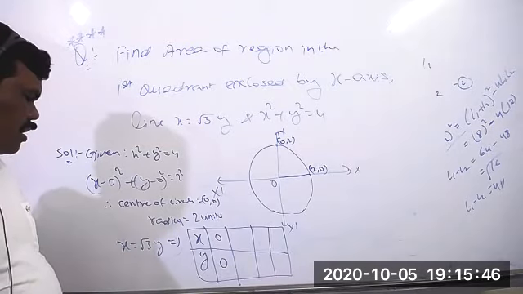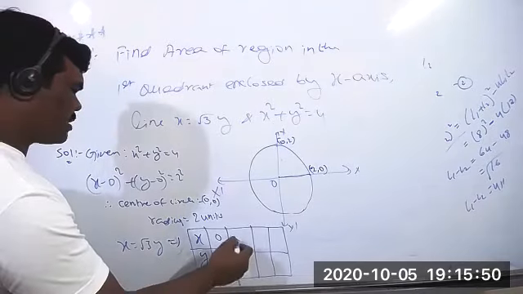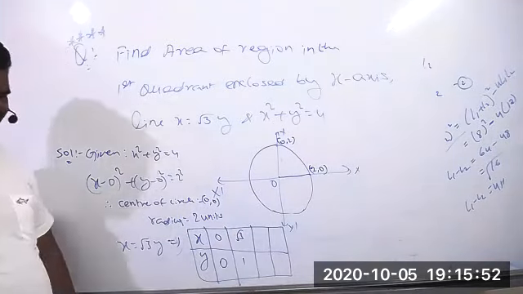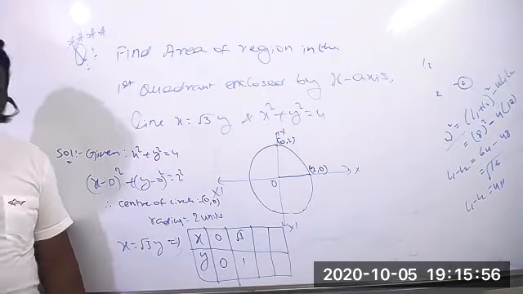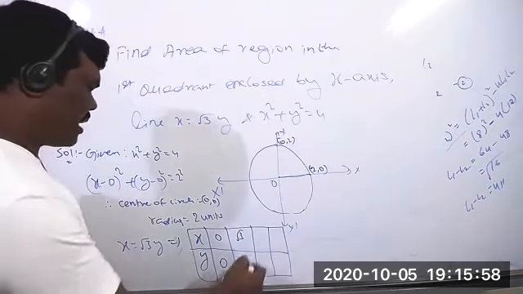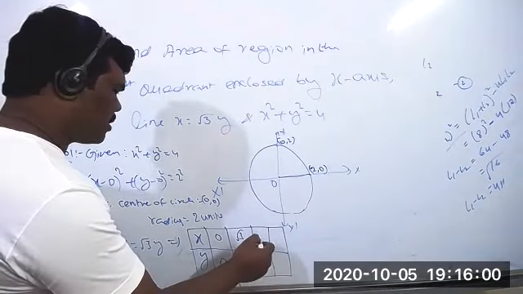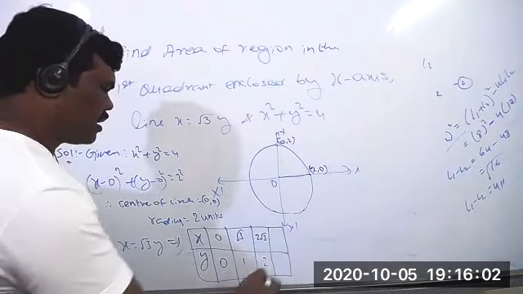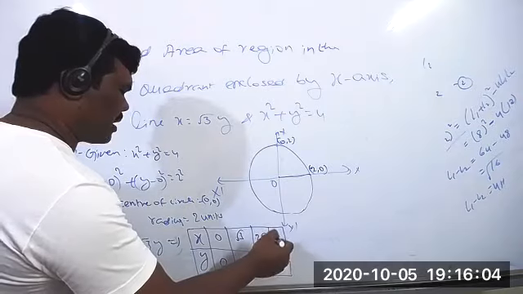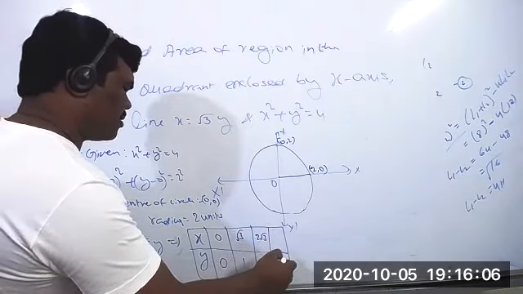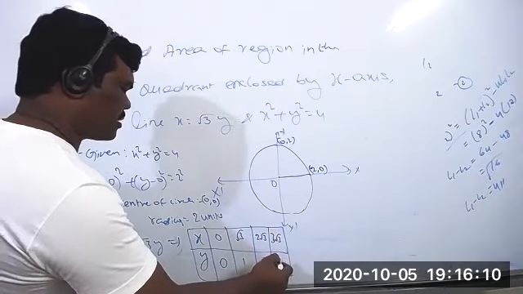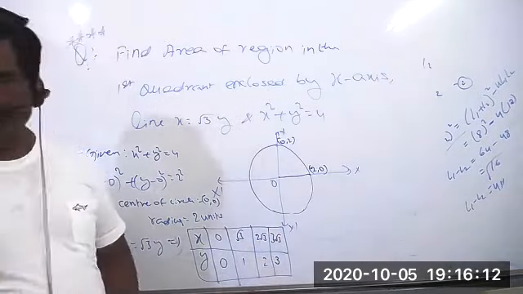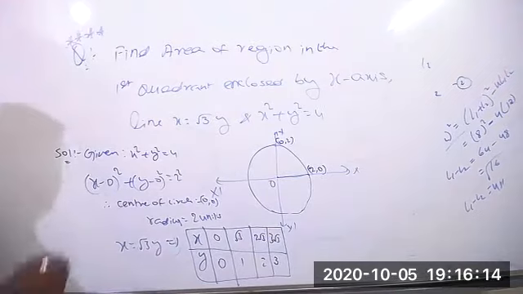Next, y equal to 1 gives x equal to root 3, and y equal to 2 gives x equal to 2 root 3. If y is taken as 3, you can write 3 root 3 as the value of x. Now you can find all the points.